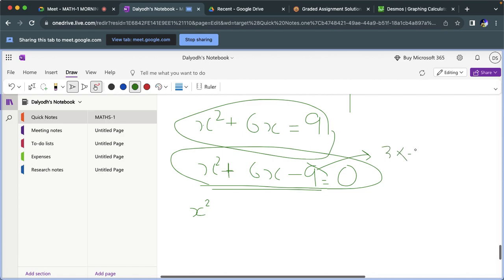Is there any other method? You can only do that. So you have to factor this accordingly. But how can you split 6x into two terms so that one is plus 3x and one is minus 3x? That can't be possible. If both are 3, then we will not get minus 9; we will get plus 9 when we multiply. So this can't be solved by the factorization method.